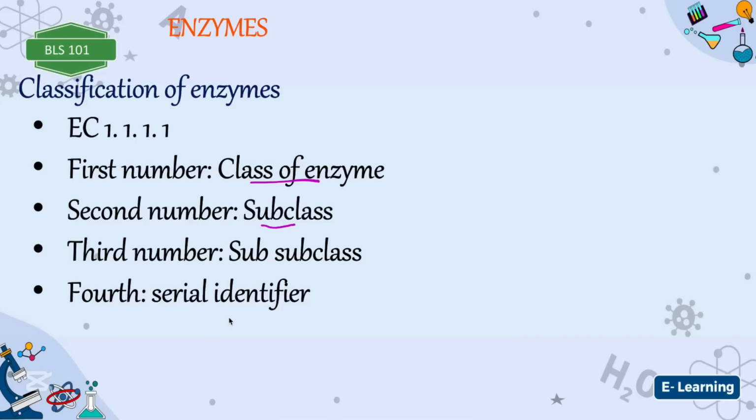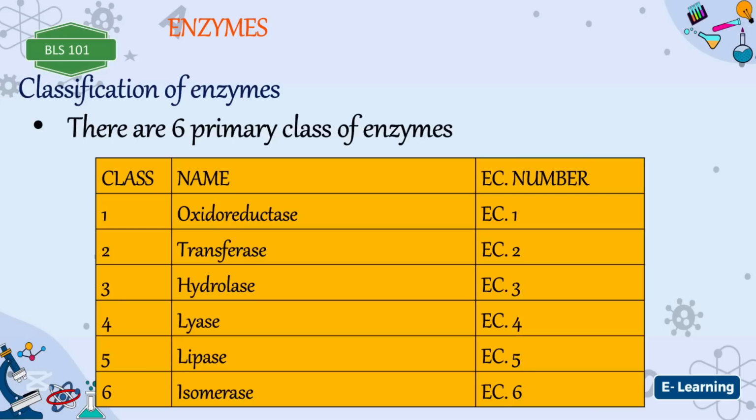I actually made a mistake based on that one. Now let us look at, I said there are 6 primary types of enzymes. The 6 primary types of enzymes are, we have the first one. Class 1 is oxidoreductase. So when you see any enzyme starting with EC1, know that that enzyme is oxidoreductase.